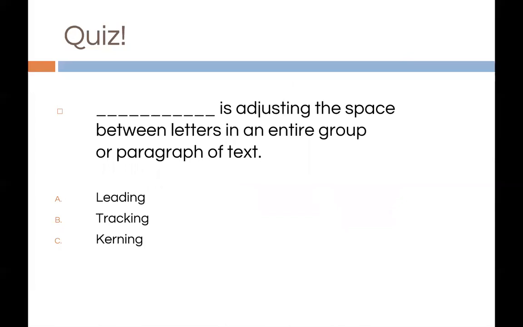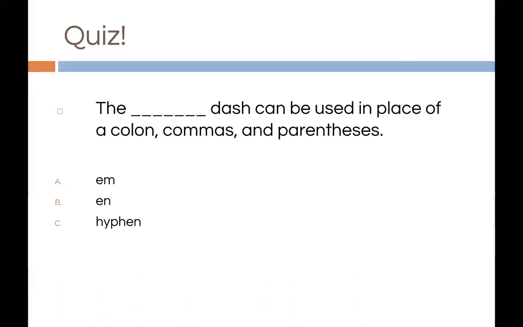Blank is adjusting the space between letters in an entire group or paragraph of text. So we have A, leading, B, tracking, or C, kerning? And B, tracking is correct. Then we have the blank dash can be used in place of a colon, commas, and parentheses. The A, em dash, B, en dash, or C, hyphen. And A, em dash is correct.